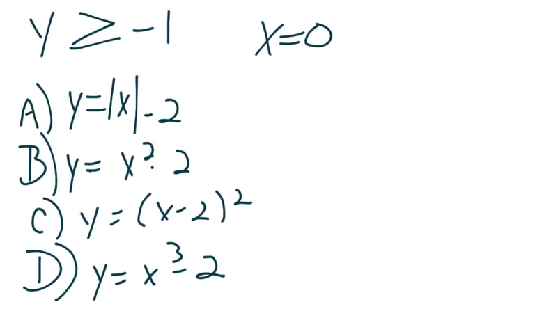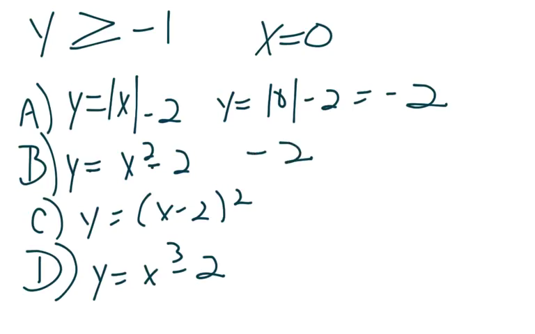So in A, that turns into y equals the absolute value of 0, which is just 0, minus 2. So A is equal to -2, which is not greater than or equal to -1. Same thing in B. Put in 0 for x, we get out -2. Not greater than or equal to -1.